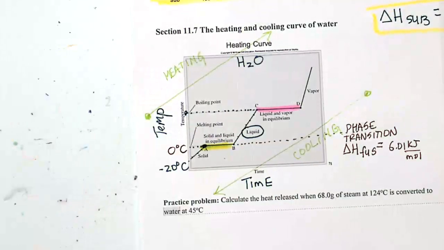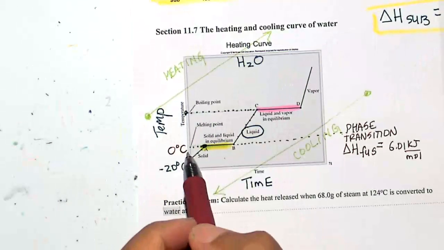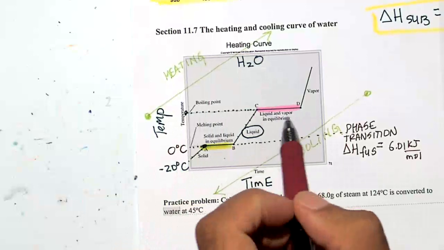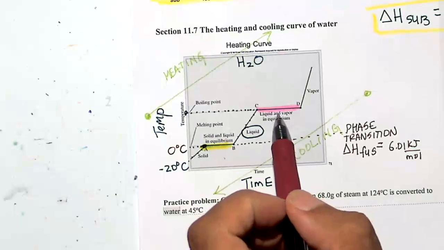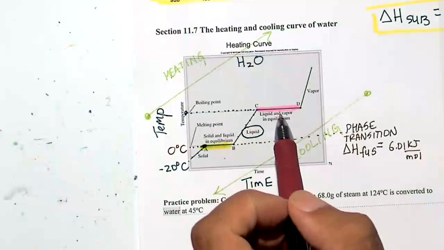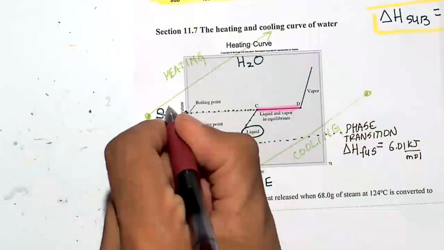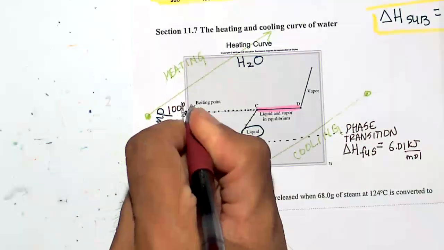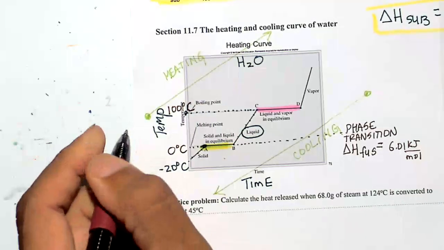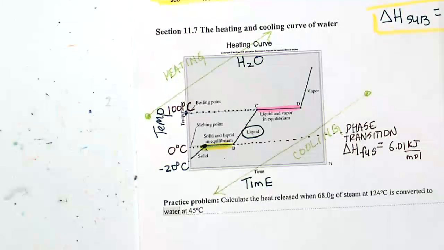Can anybody guess what temperature this is at? What would this temperature be? 0. And then what will this temperature be where you have both liquid and gas? 100 degrees C. This is called the normal boiling point of water, where normal means 1 atmosphere.